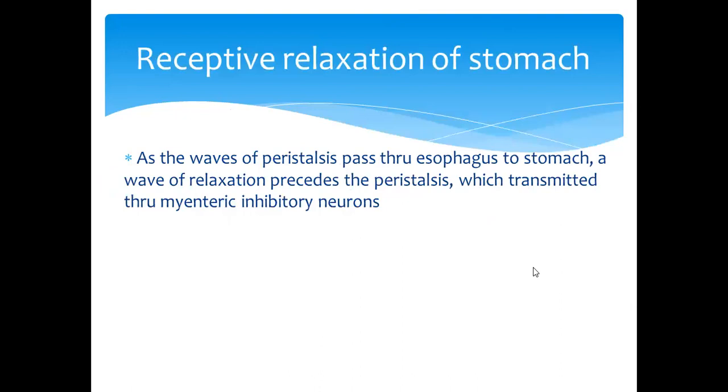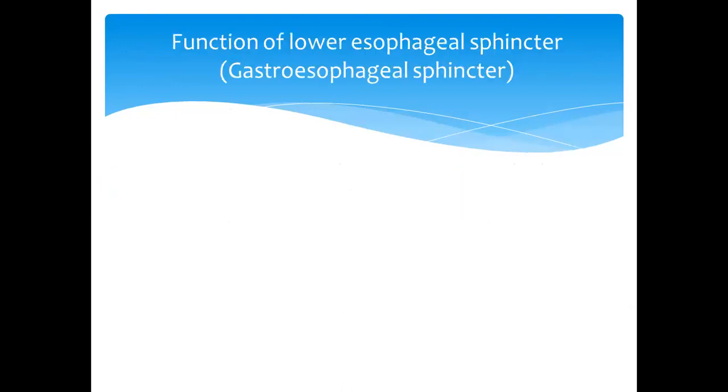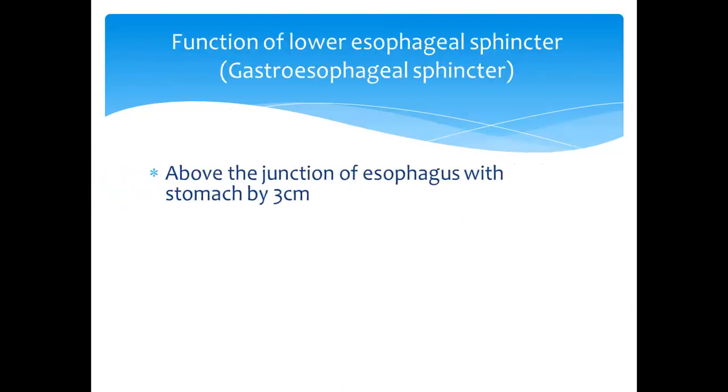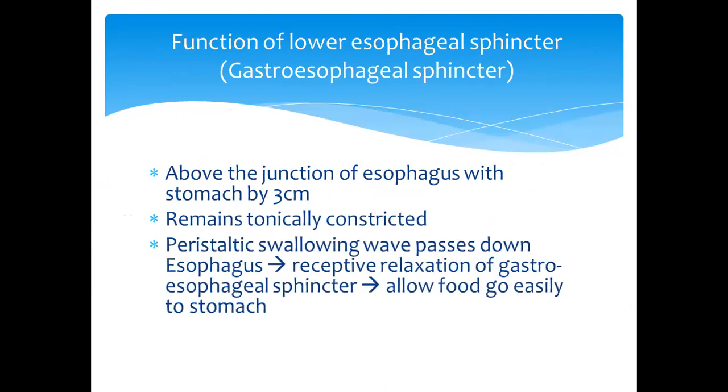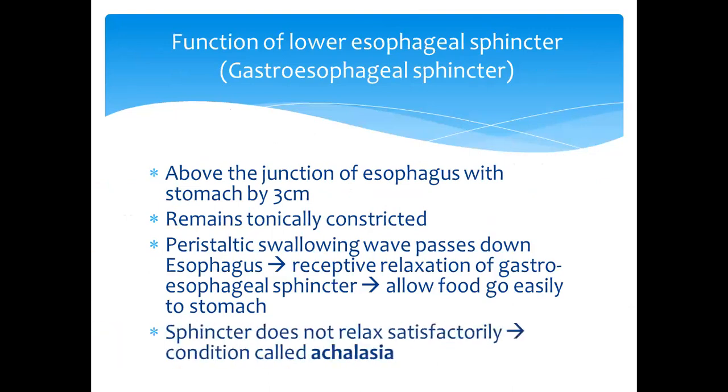Receptive relaxation of the stomach. As the waves of peristalsis pass through the esophagus to the stomach, a wave of relaxation precedes the peristalsis, which is transmitted through myenteric inhibitory neurons. The gastroesophageal sphincter is located above the junction of the esophagus with the stomach by 3 cm and remains tonically constricted. Peristaltic swallowing waves pass down the esophagus. Then receptive relaxation of the gastroesophageal sphincter occurs, which allows the food to go easily to the stomach. The condition in which the sphincter does not relax satisfactorily is called achalasia.